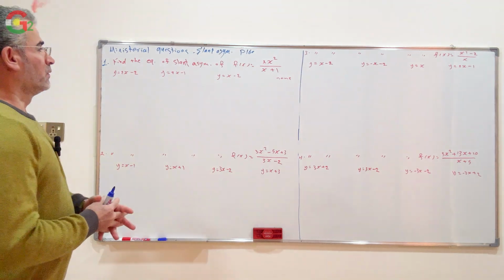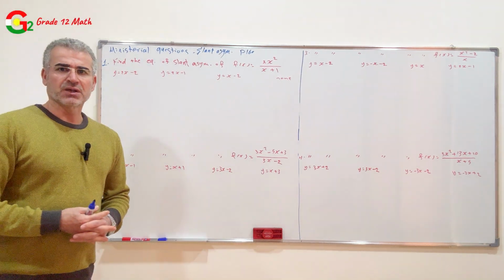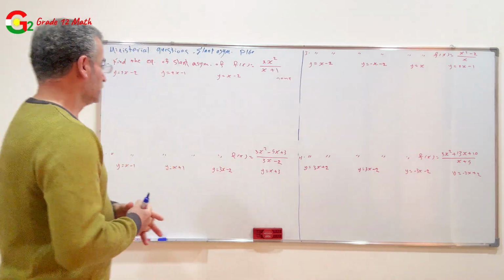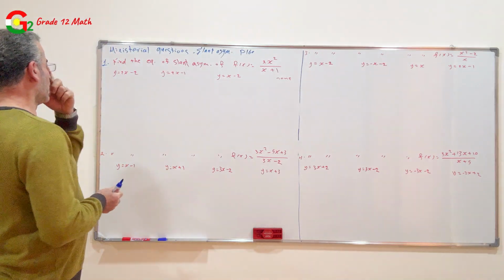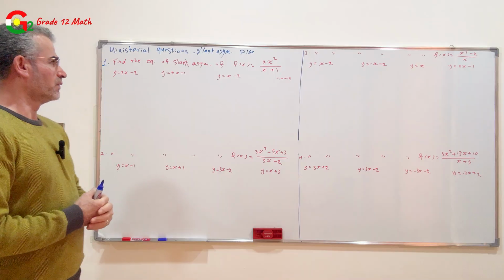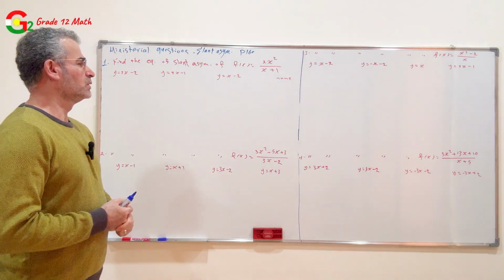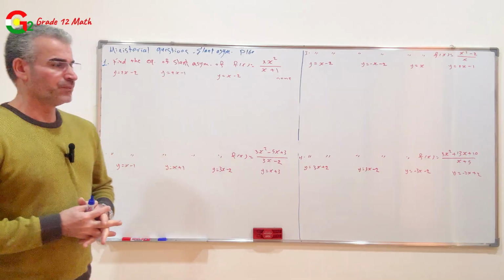The set of questions, page number 160 in the book of the ministerial question. Question number 1, find the equation of the slant asymptote of the graph of the function f of x equal to 2x power 2 over x plus 1.